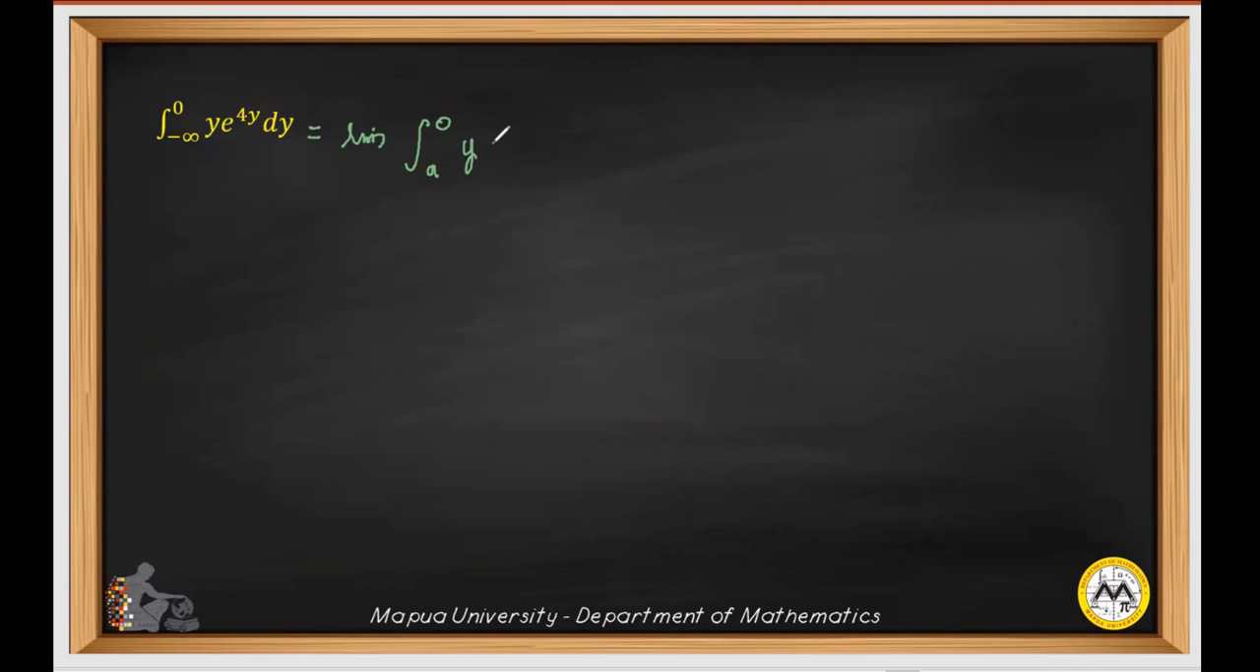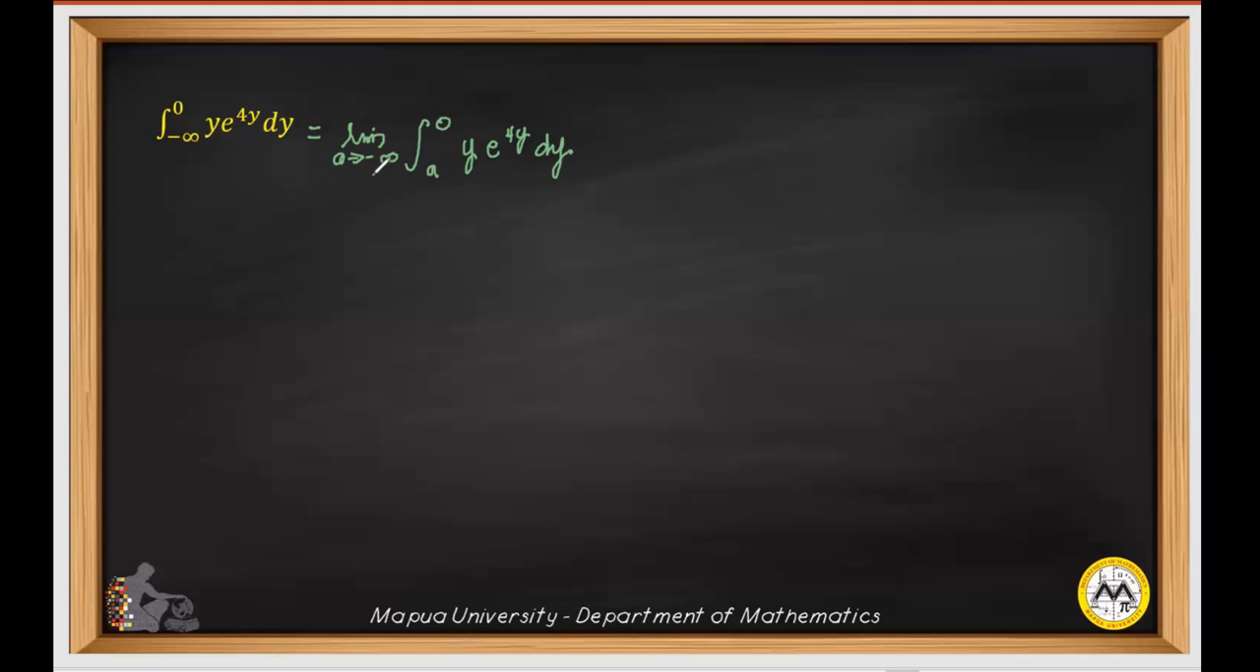Okay, integral of y e raised to 4y times the differential of y, and the limit will be, okay, the limit will be as a approaches negative infinity. Okay, so by definition, the integral is the limit as a decreases without bound of the integral of y e raised to 4y dy from the lower limit a to the upper limit 0.